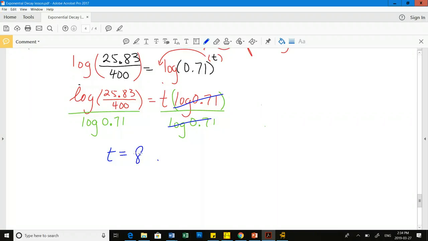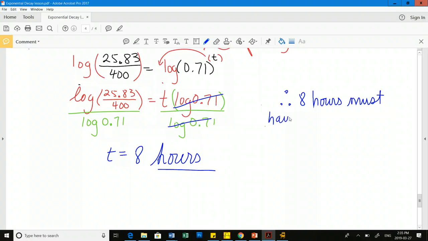If you were having trouble with this, once I assign the homework, I'll come around and you can show me how you're entering it in and I'll help you. So 8, and this is in hours. Remember, I noted that above because it was the decrease period. It took every hour to decrease by 29%. So what we're going to get out here is 8 hours. So therefore, 8 hours must have passed by the time the blood sample was taken.